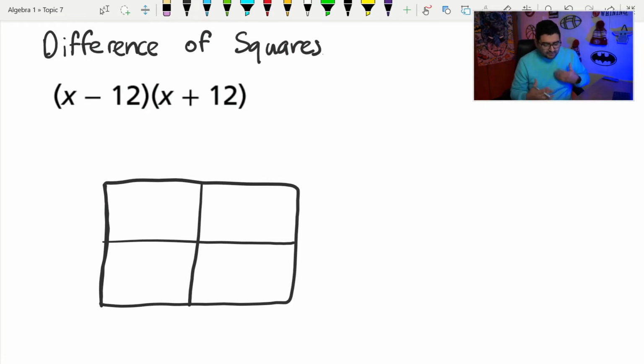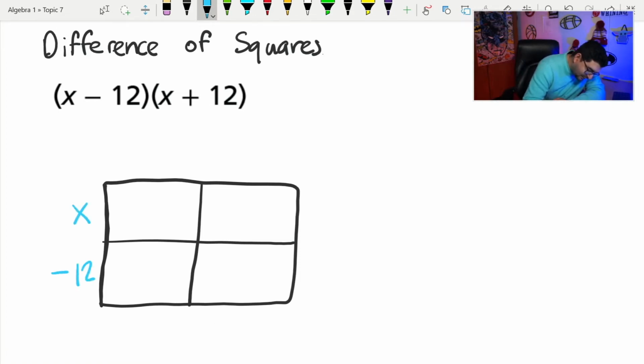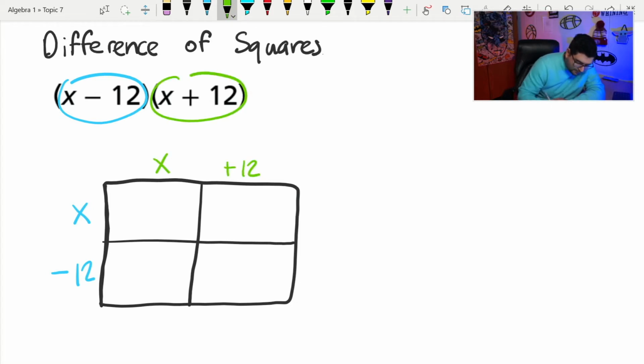You can multiply these using any method that you want for right now. We're just going to show you how to multiply any binomial times another binomial. There are three main methods you could choose: the distributive property, the box method, which I'm going to do for this one, and FOIL, which some people use. So here I'm going to put x minus 12, that's this first binomial, and up here I'll put x plus 12. That's this binomial.